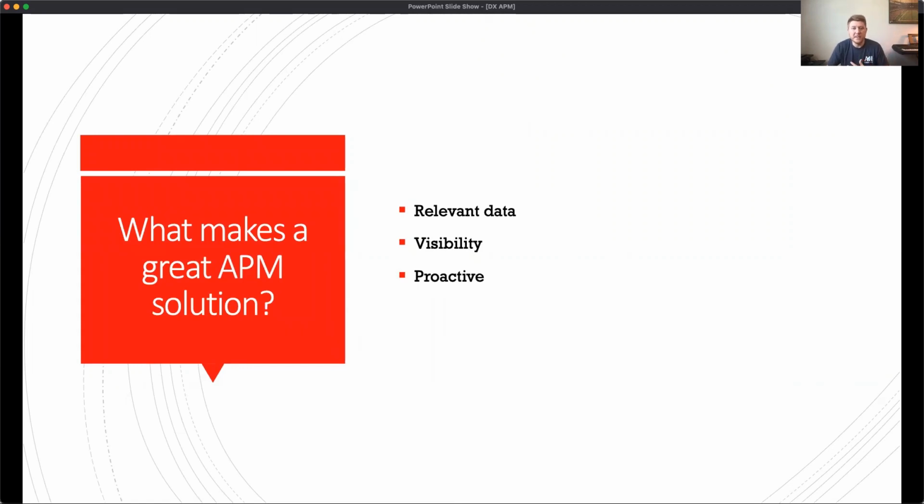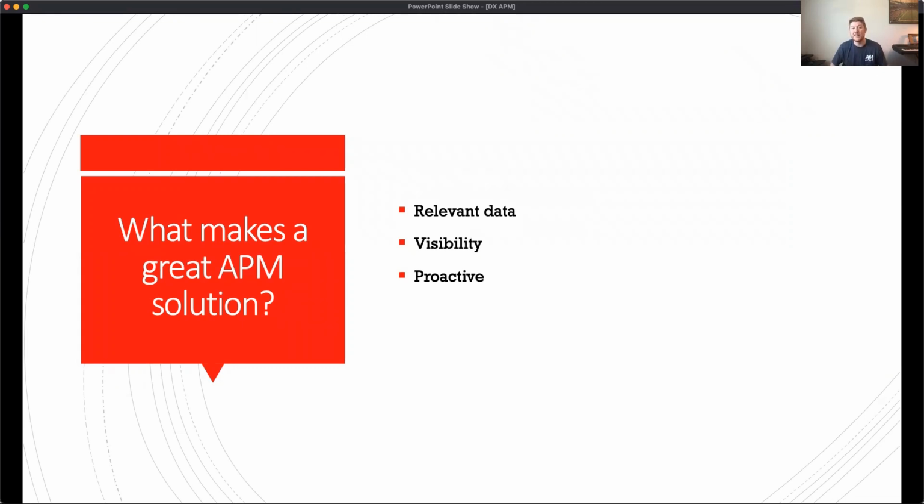We've established that there's a need for a modern APM solution, but then we have to ask ourselves, what should we really be looking for to make one great? And that really goes back to complexity. You don't just need data, you need relevant data. Your APM solution needs to be able to monitor and interpret application behavior meaningfully within a microservices-based environment so that you can quickly make sense of data and then take action.